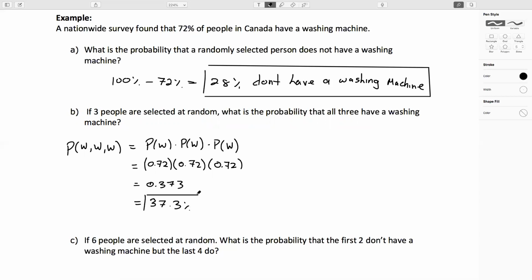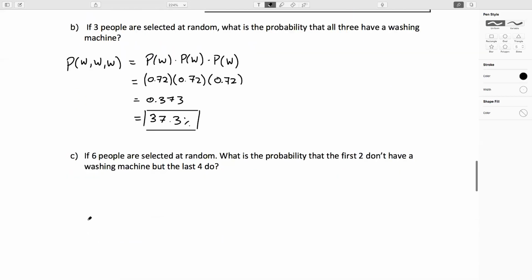So there's a 37% probability that if you randomly picked 3 people, according to this survey, all 3 are going to have a washing machine. That might seem really low to you. That's just because we need all 3 of them to have one. The chances of any individual person having one is actually much more likely than not.